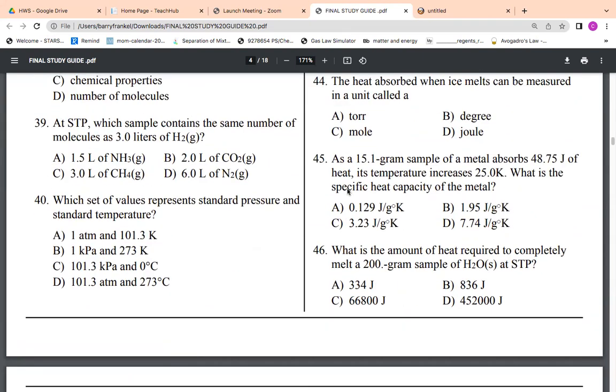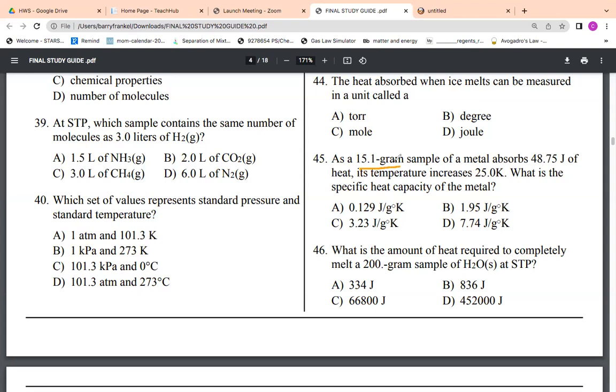Number 45, as a 15.1 gram sample of a metal absorbs 48.75 joules of heat, its temperature increases 25 Kelvin. What is the specific heat capacity of the metal? Now, let's say that you get to the final exam, and for the life of you, you just don't remember what equation do I have to use. What you should do is start circling your numbers, okay? Look at your units and start figuring out what these things are, okay?